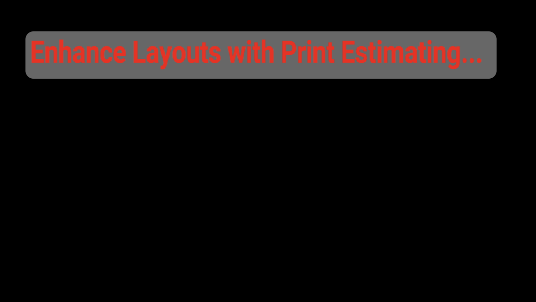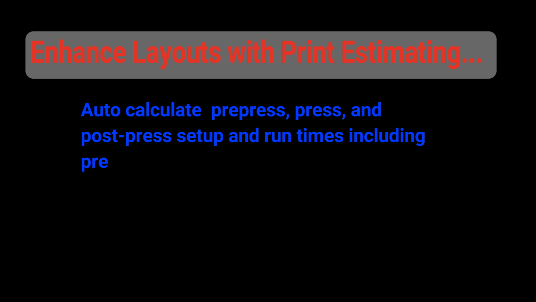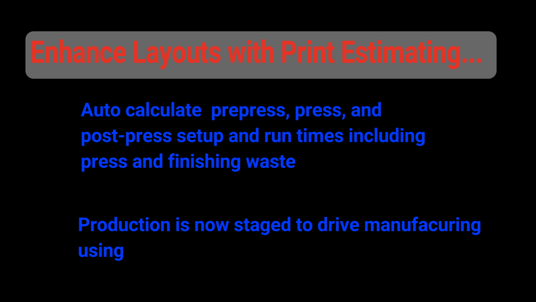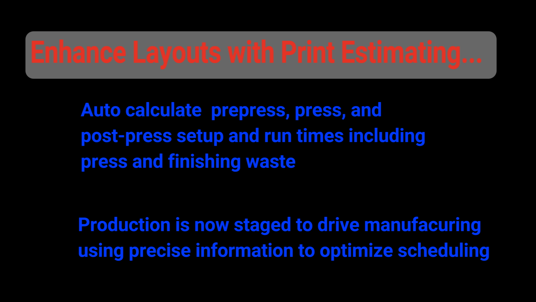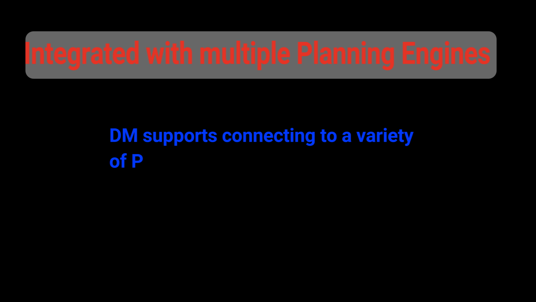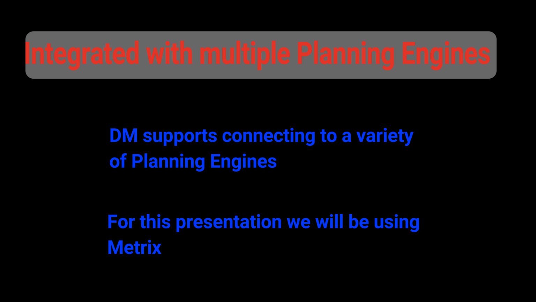If Data Manager Print Estimating module is enabled, all pre-press, press, and finishing operations would be auto-calculated to adjust and set all the required waste, setup times, and run times, staging the ability to auto-calculate optimal finishing schedules. In order to generate the JDF and layouts, Data Manager has built-in connectors to automate bundling those orders to a variety of layout planning engines. For this series and this example, we will be using metrics to generate JDF layouts and imposed PDF files.